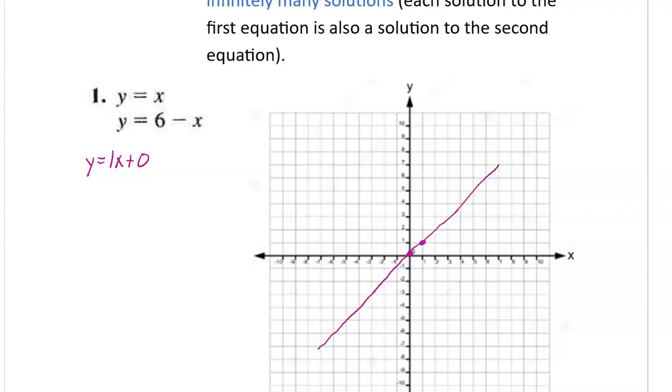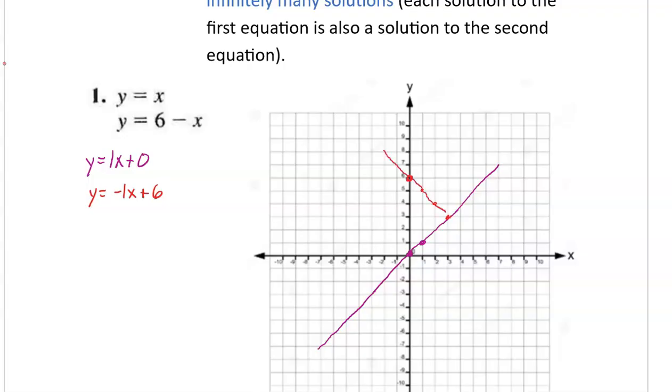Now the second equation. It's sort of in slope-intercept form. We need to put the negative x first and then put the positive 6. And remember that it's really negative 1x. So the slope is negative 1 and the y-intercept is positive 6. Here's a dot on the y-axis at 6. A slope of -1 means down 1 over 1, down 1 over 1, down 1 over 1, and draw the line through.